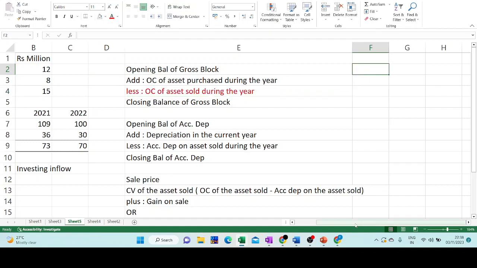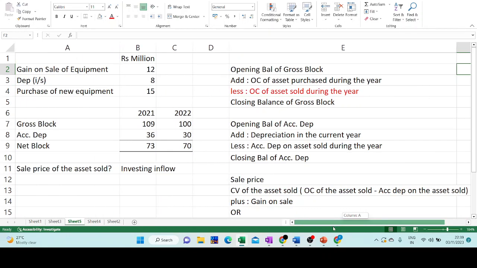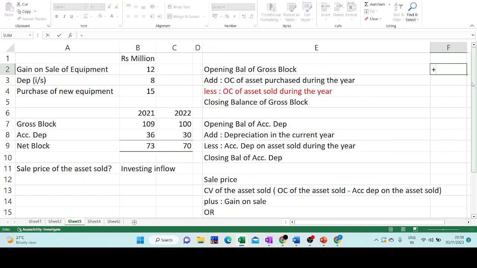Okay, so first we go and see the opening balance of gross block, which is 109. Then the original cost of the asset purchased during the year, that's given to me, 15. Assets sold during the year, original cost of the asset sold, I don't know. Closing balance of gross block 100. Guys, what would be this figure? Please tell me. 109 plus 15 minus 100, 24. So I have this figure.